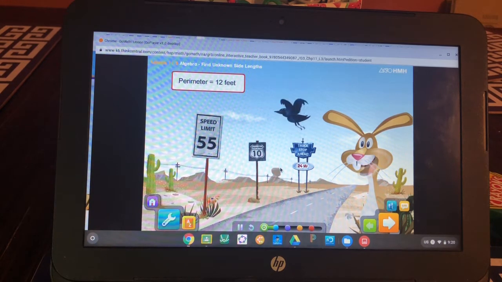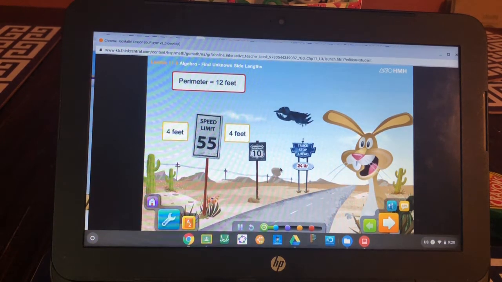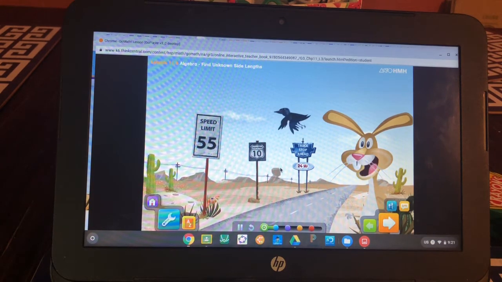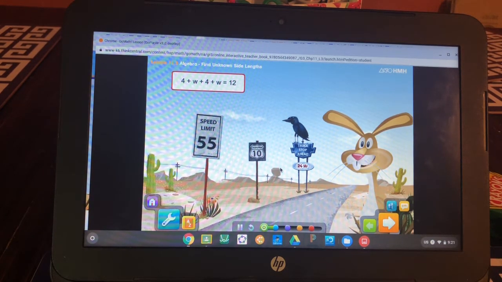Hey, I found out that the perimeter of the speed limit sign is 12 feet. The left and the right sides of the speed limit sign are both 4 feet. I wonder what the length of the top and bottom sides are. You know, I think there is a way to find that out. We can use addition and subtraction. Come on, let's see if we can find out more about how to find the unknown side lengths.